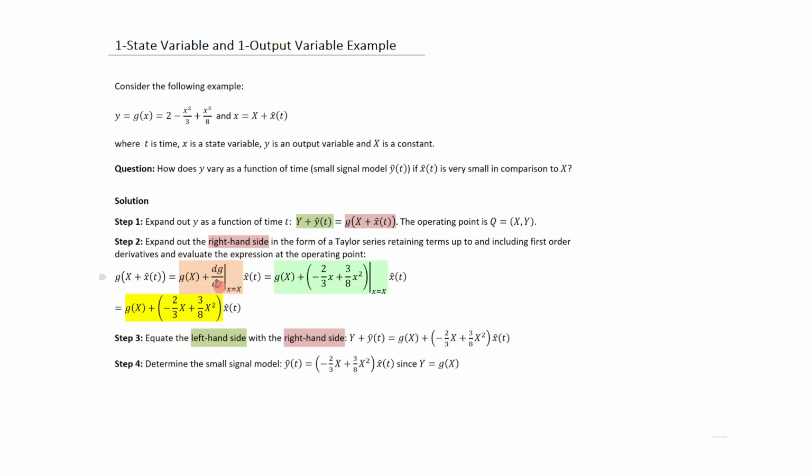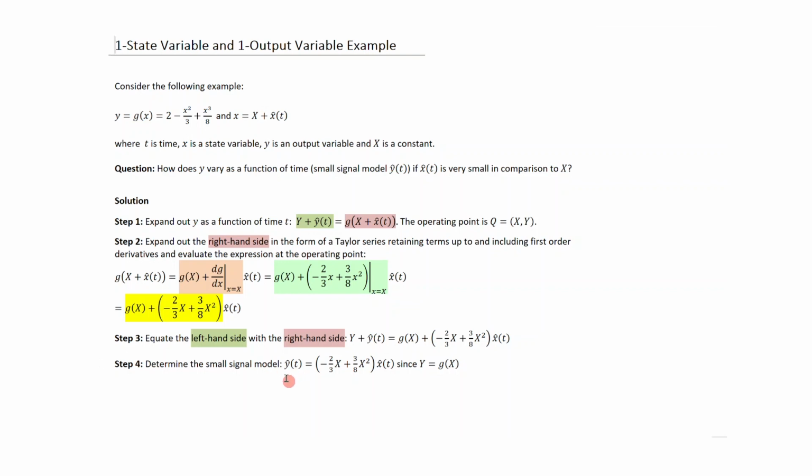If we now take the value for g, take its derivative, and substitute for x equals X, then we have the expression that you see here. The last thing to do is to make the substitution, and this is the form of the expression that we get. Step 3 is to equate the left-hand side with the right-hand side. That's this with this, and so this is what we've written here. And then finally, the last step is to determine the small signal y hat of t.